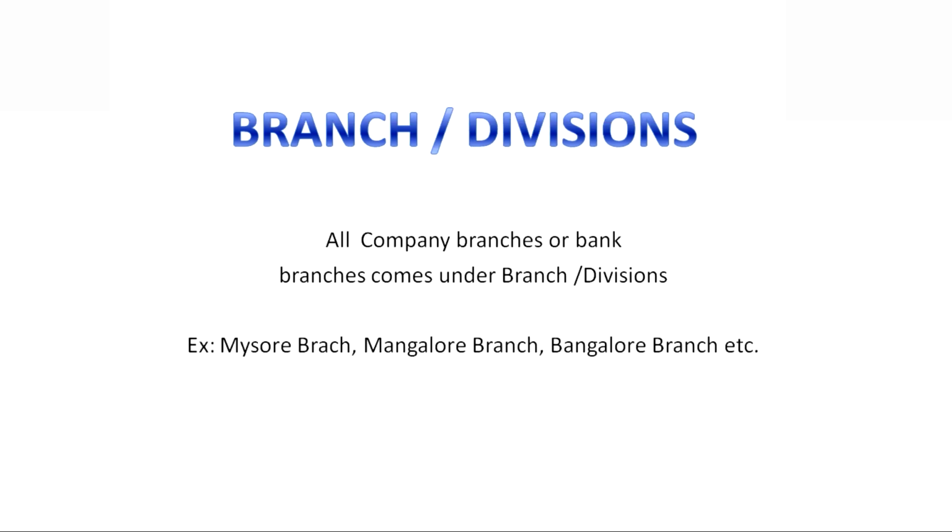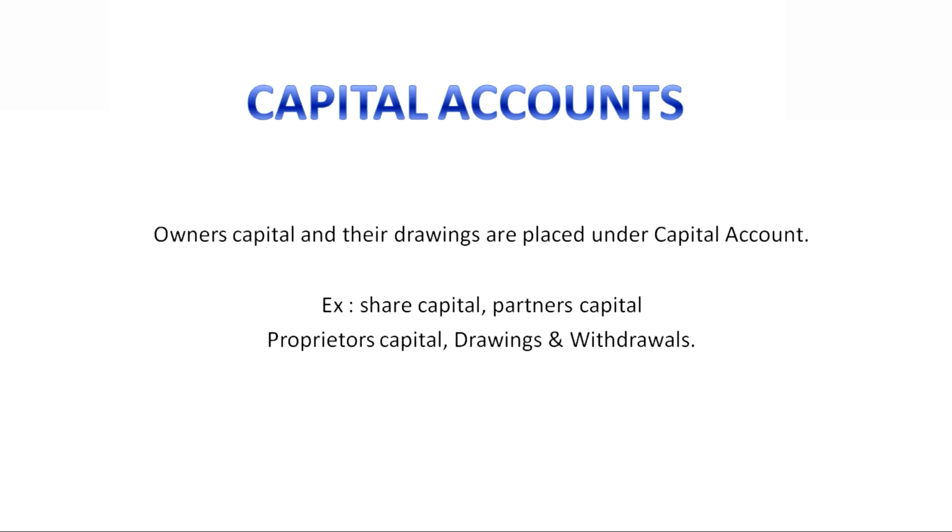Next, what is branch or divisions? All company branches or bank branches come under branch or divisions. For example, Mysore branch, Mangalore branch, Bangalore branch, etc. Next, what is capital account? Owners' capital and their drawings are placed under capital account. For example, share capital, partners' capital, proprietors' capital, drawings and withdrawals.